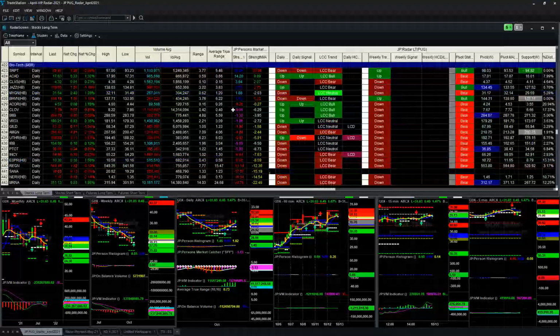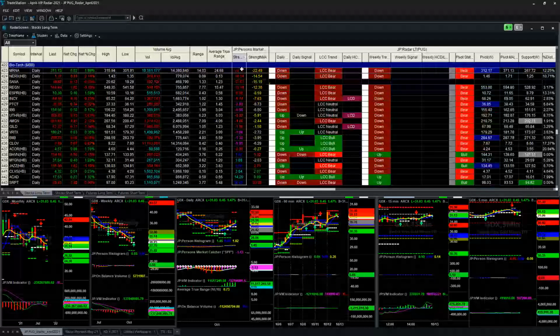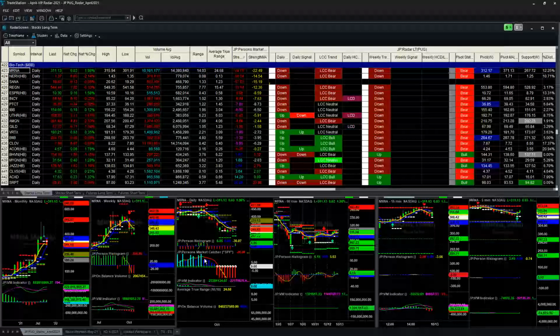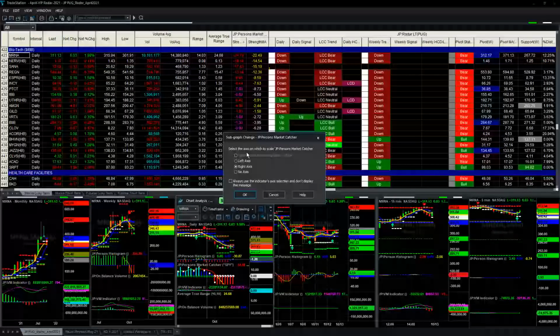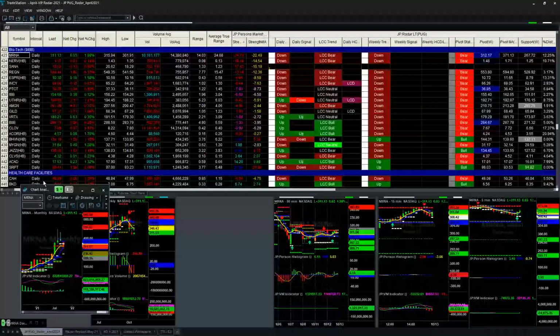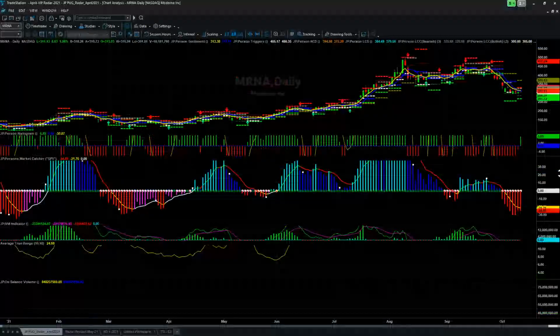On that note, what stocks would we stay away from? If you're bullish, the last thing you want to do is buy Moderna. It's been in a relative strength debacle since, let's say, September 29th. I must have hit the wrong button, but hopefully we can get that right back. There it is.